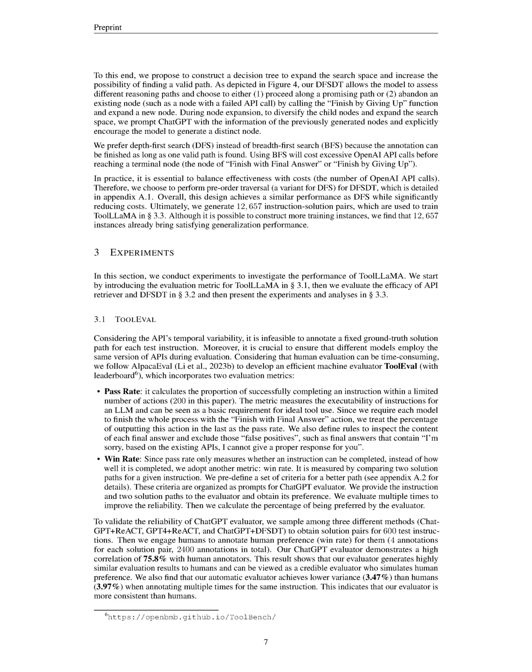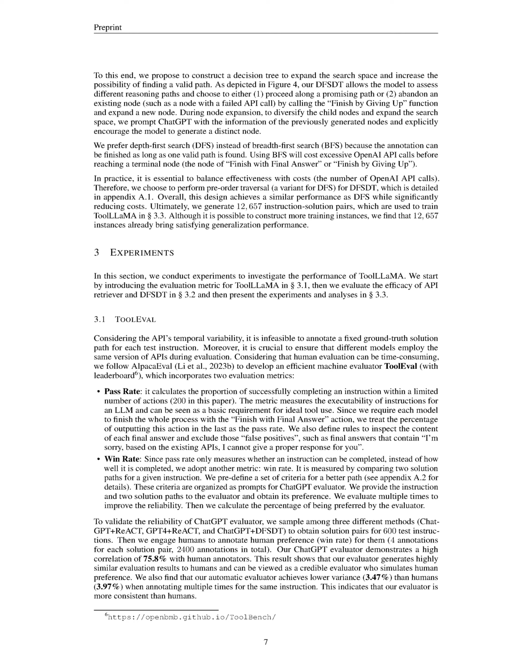To address these issues, we suggest building a decision tree to broaden the search space and increase the chances of finding a valid path. As shown in the figure, our depth-first search-based decision tree, DFSDT, allows the model to evaluate different reasoning paths and decide whether to continue along a promising path or abandon a current node. For instance, if an API call fails at a certain node, the model can choose to give up on that node and expand a new one.